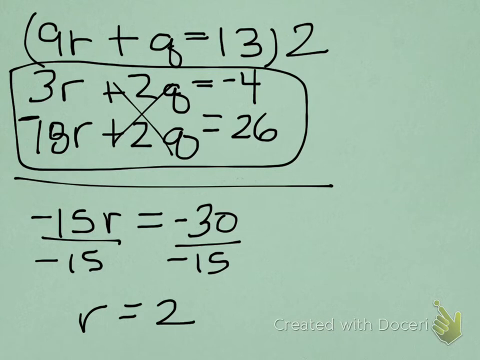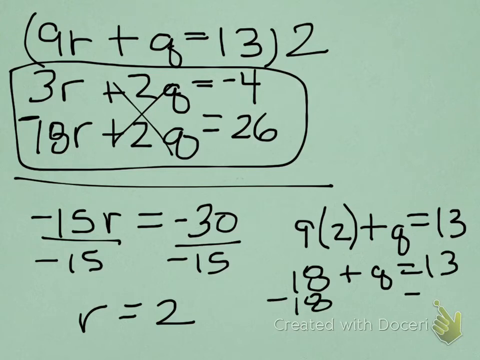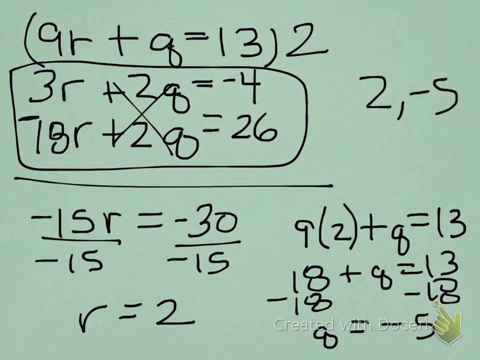And then I plug it into either one of the original equations, so either the first one that's in parentheses or the second one. I'll choose the first one this time, plug in r, and solve for q. So q would be equal to -5. And we can write this either way, but we put it together, 2 comma -5.